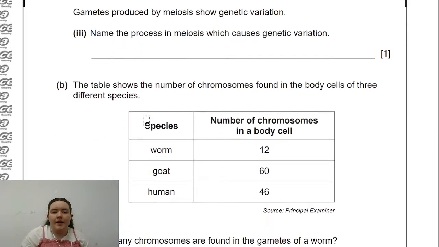So the table shows the number of chromosomes found in the body cells of 3 different species. So a worm has 12, a goat has 60, and a human has 46. How many chromosomes are found in the gametes of a worm? And the answer is going to be 6, because you will always have half of the amount of genetic information in the gamete. So 12 divided by 2 is 6.